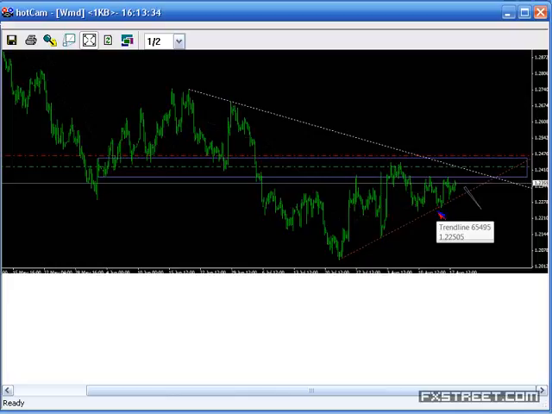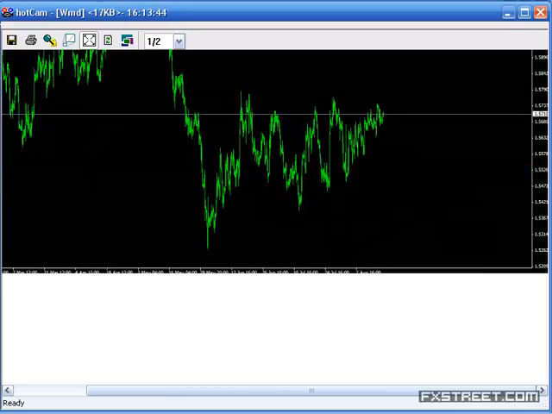Turning towards cable, still very much locked in consolidation. This isn't at all out of character for the cable. If you're looking back on the screen and scrolling back on the chart, you'll see she often goes into these periods where she gets locked in a 200 pip range, 250 pip range, sometimes even 100 pip range, and it can stay like that for a very, very long time.